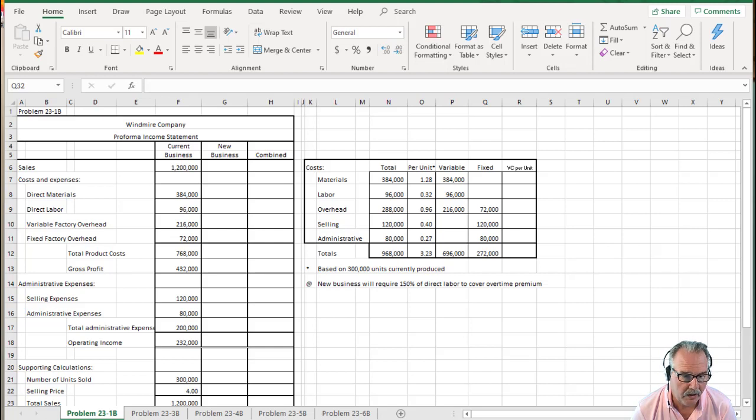This is a situation where we are currently selling 300,000 units at $4 a piece. And what I have done here is I've put in the information that's given to you in the problem and calculated a per unit amount of what's existing and then categorized the expenses into their fixed and variable components. So if you want to pause the video for now and put this information in on a worksheet that I provided, that's fine.